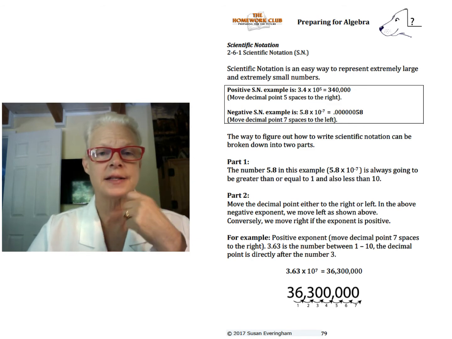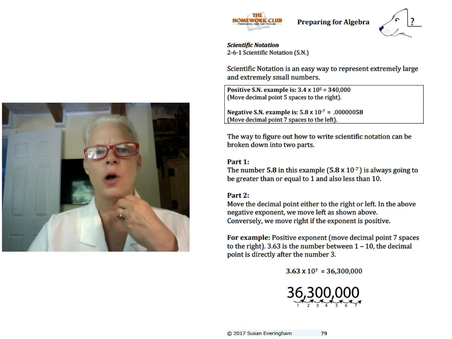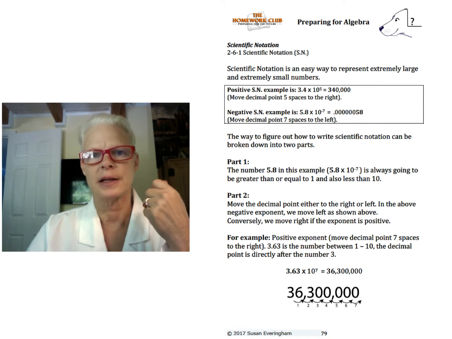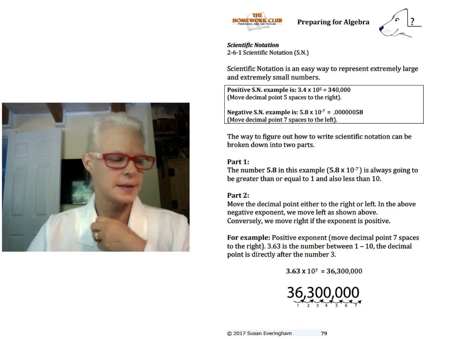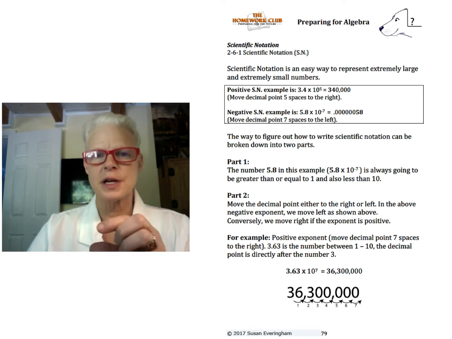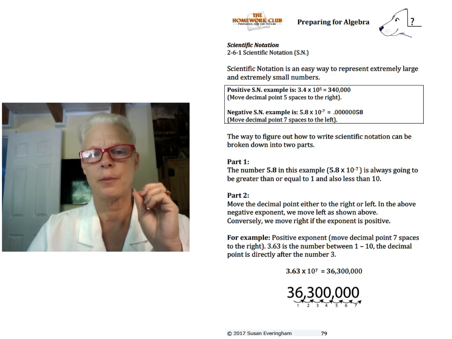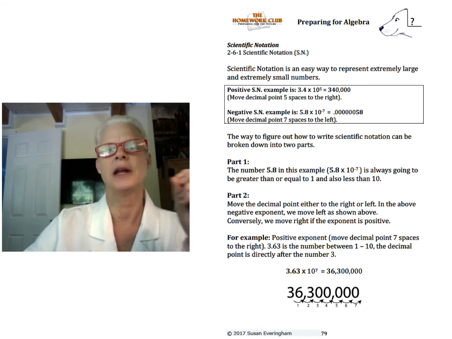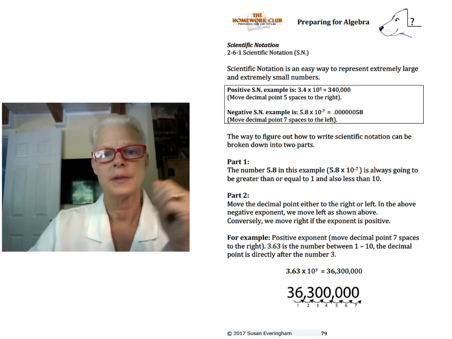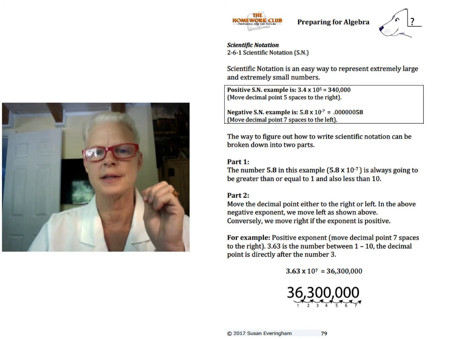Page 79, scientific notation. It's a great way to represent very large and very small numbers. As in the example at the bottom of this page, we have the first number, 3.63, and that first number will always be between 1 and 10. The second number is going to be an exponent, positive or negative. Positive, making the number very, very large. Negative, making it very, very small. Go ahead and read through part 1 and part 2, and we'll move on to this next page.